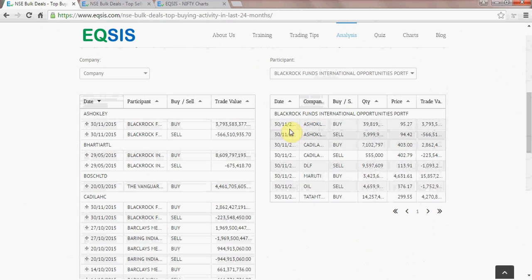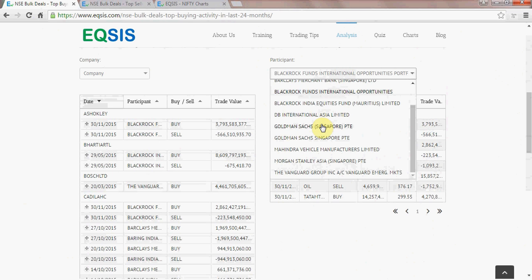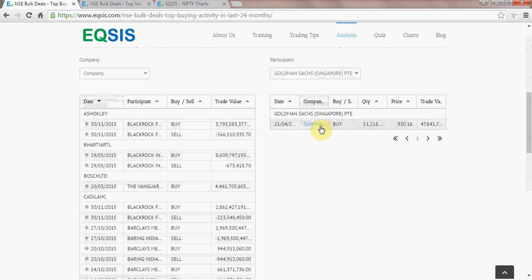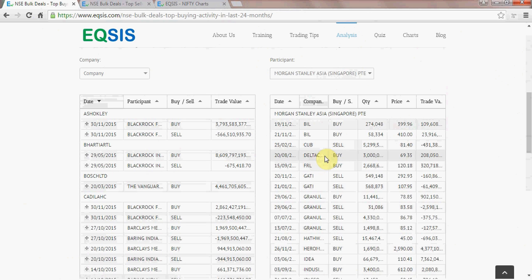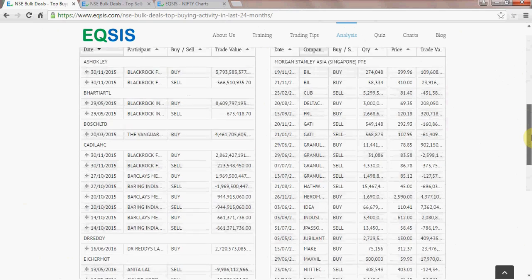So when did they actually do all this? On 30th November. Various people trade like this. Look at Goldman Sachs. They made a significant purchase in Sun Pharma. At what level did they purchase the share? 930 rupees. What is the quantity and what is the buy price? I think you can scroll and find things in detail. If I want to know about Morgan Stanley, look at this, the Morgan Stanley activity is this much.